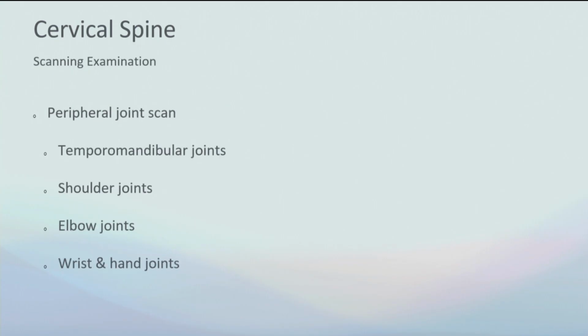Then we have to do a scanning examination of the peripheral joints. If you have gone through Apley's, it says you have to always examine two joints, one above and one below. So we have to follow that rule. So TMJ, shoulder joint, elbow joint, wrist and hand, all these things we have to examine, because where will the weakness happen? It will happen in your upper limb.